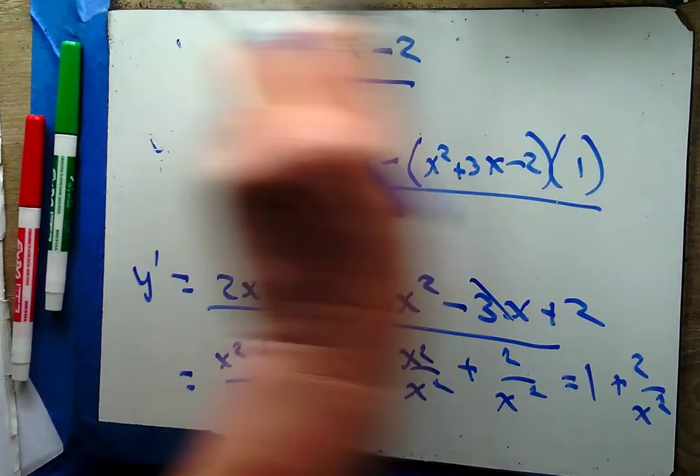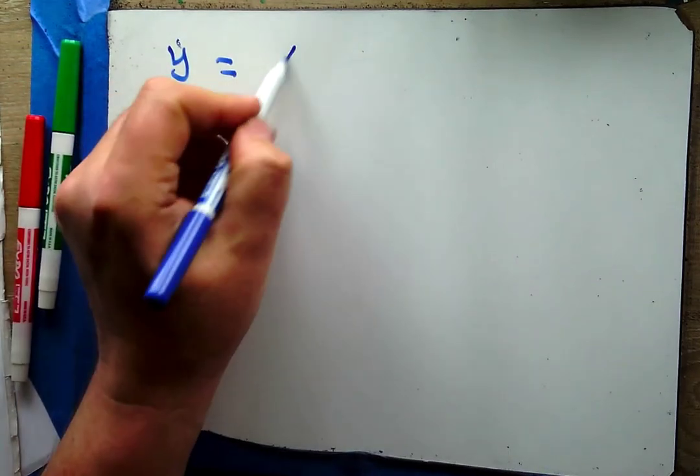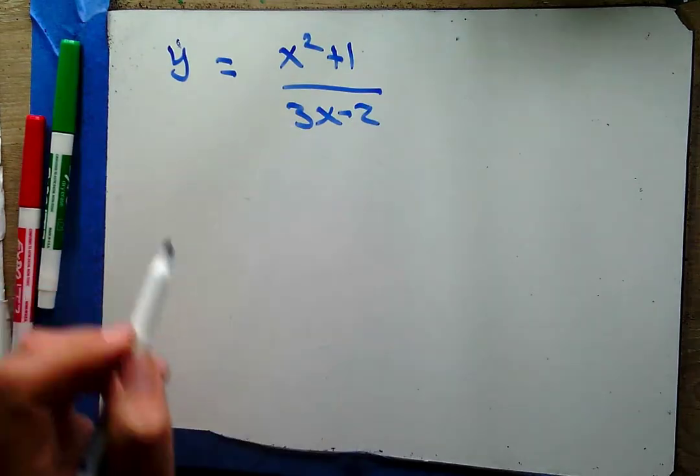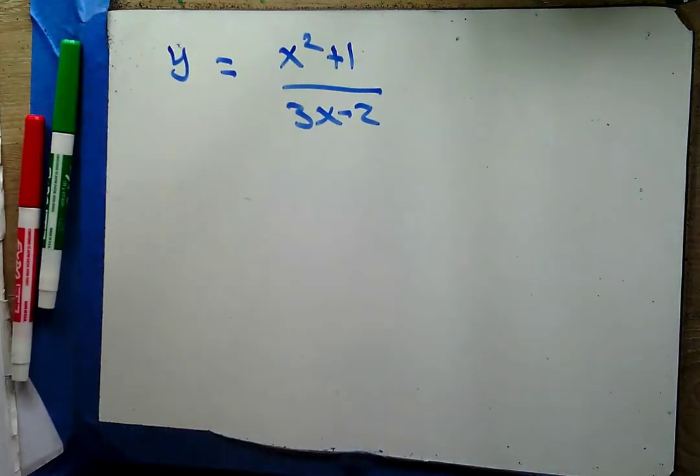All right, what's next? How about this one? y equals x squared plus 1 over 3x minus 2. Please find y prime.